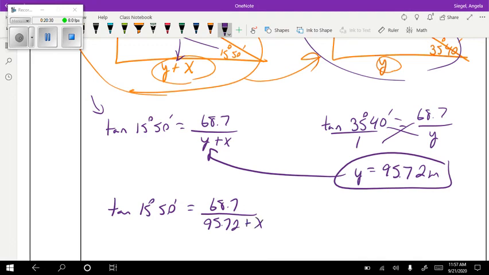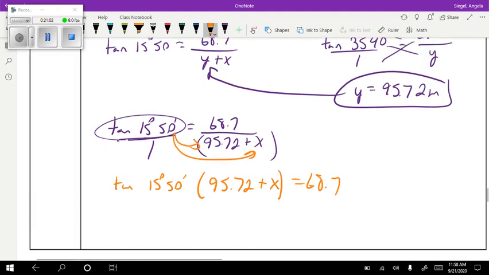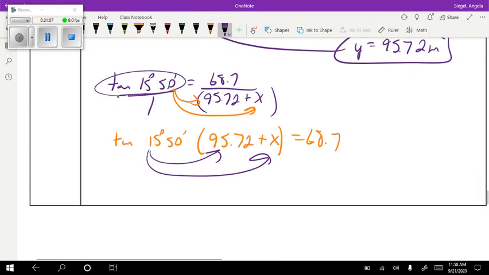Okay, so when we cross multiply here, we're going to distribute this, which is going to be yucky decimal, both here and here. So I'm going to show you my work on that. It's going to be tangent 15 degrees, 50 minutes times 95.72 plus x equals 68.7. So a lot of this is going to be in your calculator. So what you're going to do is distribute, and solve for x.